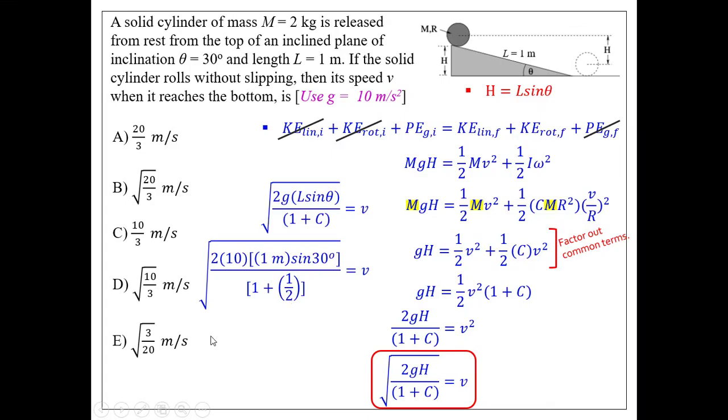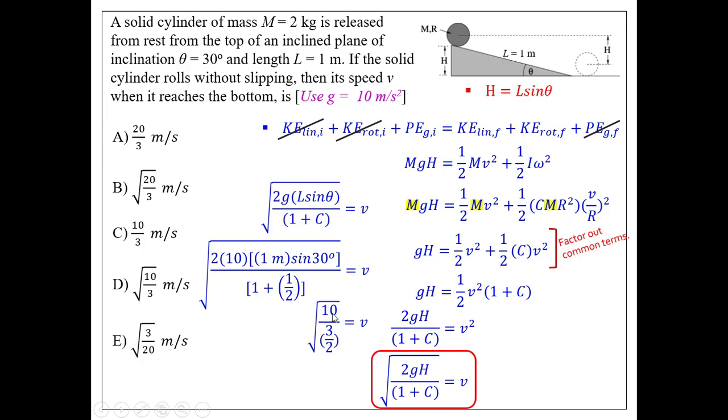Now, if you just do basic algebra here, just clean up the bottom a little bit. So 1 plus 1/2 is 3/2. That's where the 3/2 here is from. Okay. Now, 2 times 10 is 20. 20 times 1 is 20. 20 times sine of 30, which is a half. So 20 times a half is 10. So that's where there's a 10 there. And on the bottom is 3/2 because 1.5 is just 3/2.